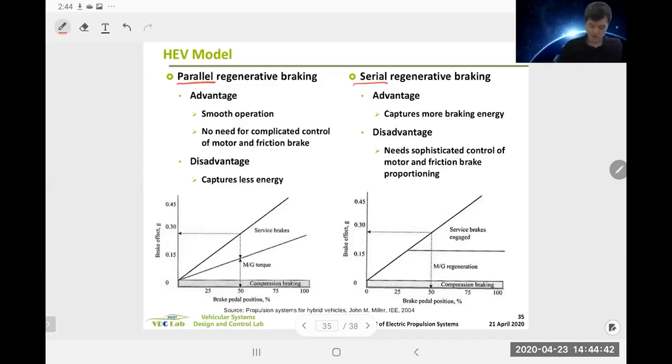Parallel being you always blend motor and the friction brake at any time as a function of brake position. I mean, you could change the blending ratio a little bit, but you do blend them by this much.